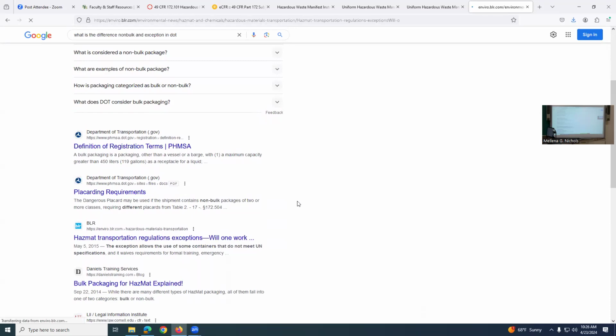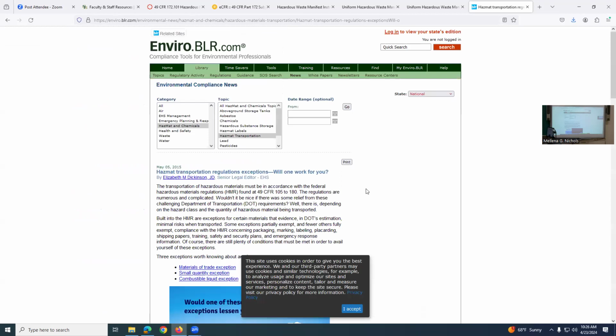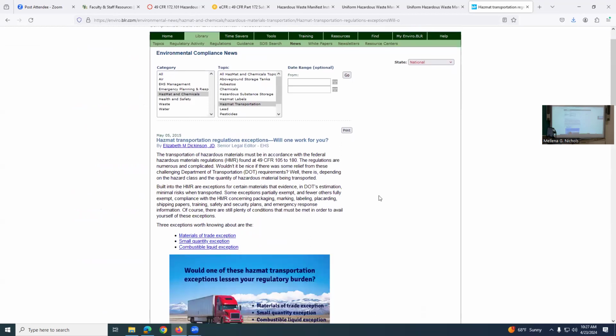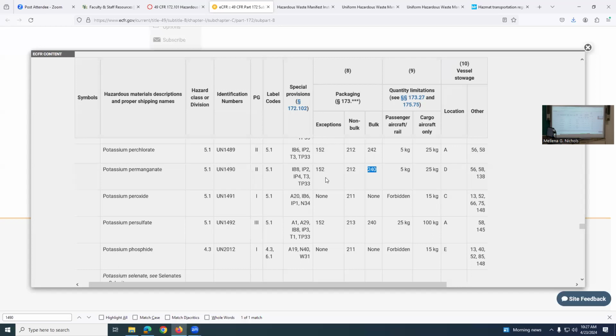So you said that for our SLP, we have to go through the special provisions and list those in the packaging section? All right, let's see. The exceptions column is for certain materials that DOT estimates present minimal risk. So if DOT estimates that there's a minimal risk and it's a very small amount that you're shipping, then you would go with the exceptions, yeah.